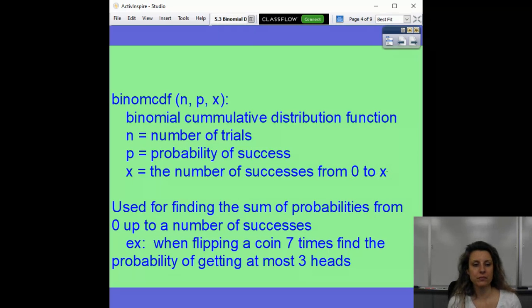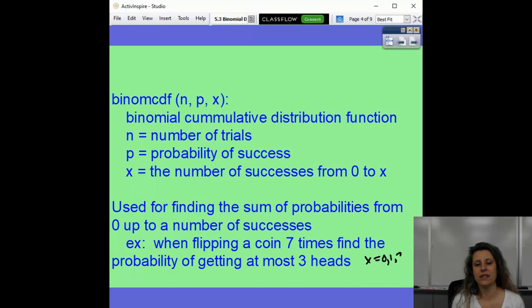ensuring that they start at 0 and go up to a particular value. So some key words that we might see for this type is at most, okay? Because at most means that we could have, in this case, 3 heads or less. So we could have 0 heads, 1 head, 2 heads, or 3 heads. So I want multiple x values that start at 0 and go up to a particular number, in this case, 3.